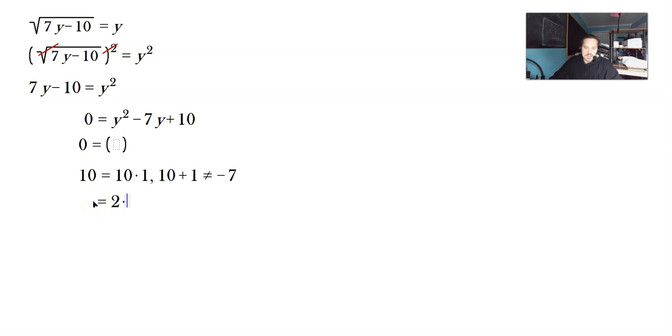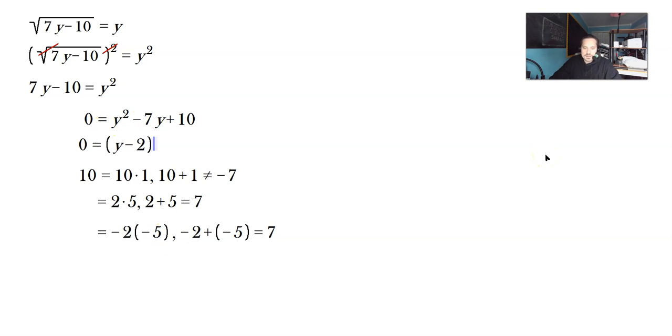Okay, so then try some kind of combination of 2 and 5. 2 and 5 multiply to 10, but 2 plus 5 adds up to positive 7, so that's not good. That means try something else. Negative 2 times negative 5, and also negative 2 plus negative 5 gives negative 7. That means negative 2 and negative 5 are the right values.